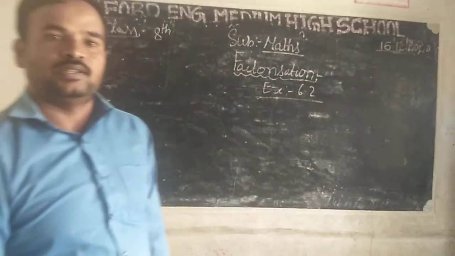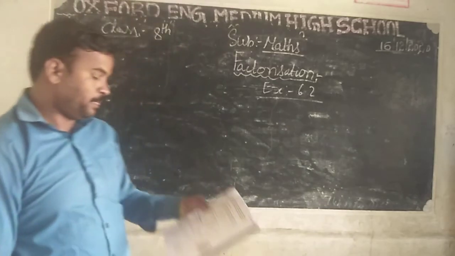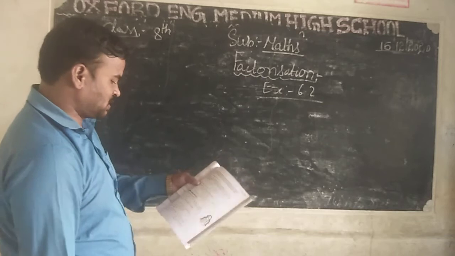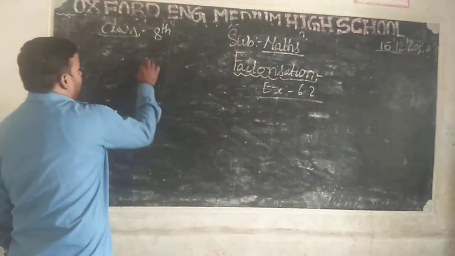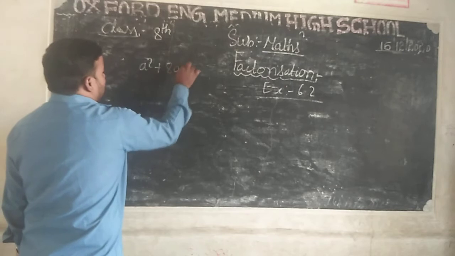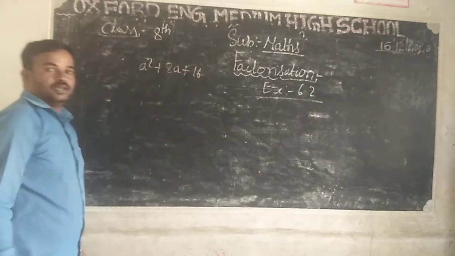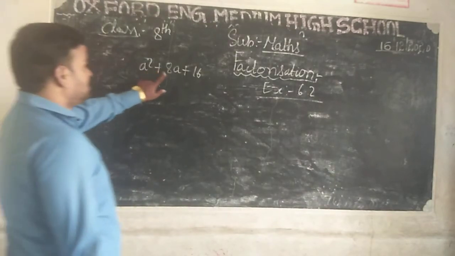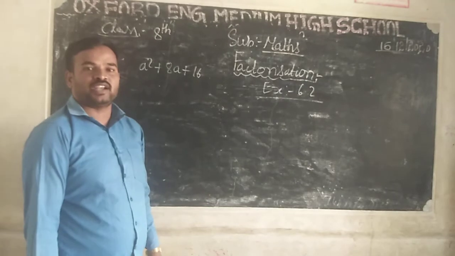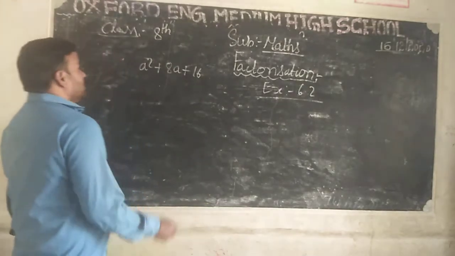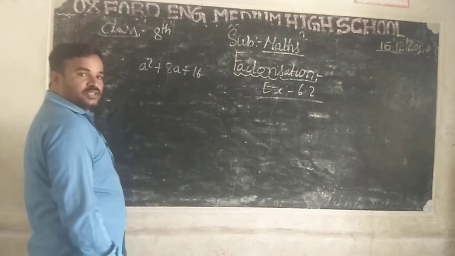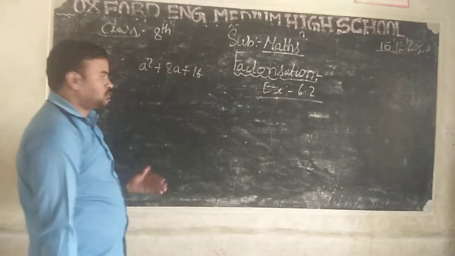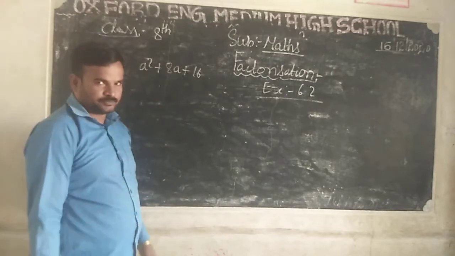Dear students, we go to the first problem of exercise 6.2: factorize the following expressions. First one, a square plus 8a plus 16. Dear students, listen very carefully. How to factorize this expression? Here we have three terms: a square is one term, 8a is the second term, and 16 is the third term.